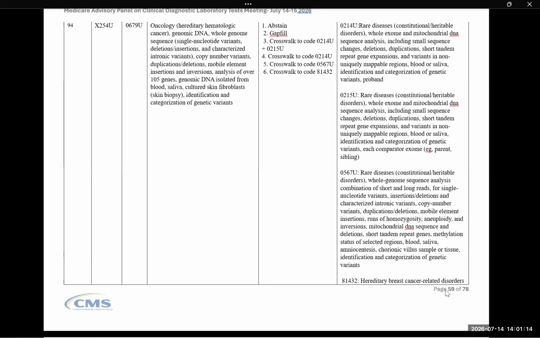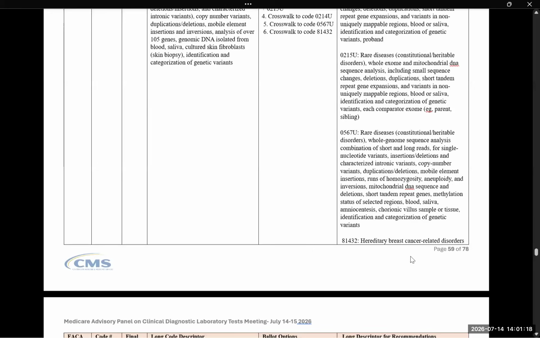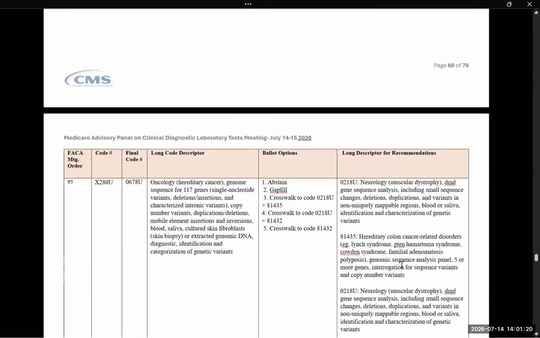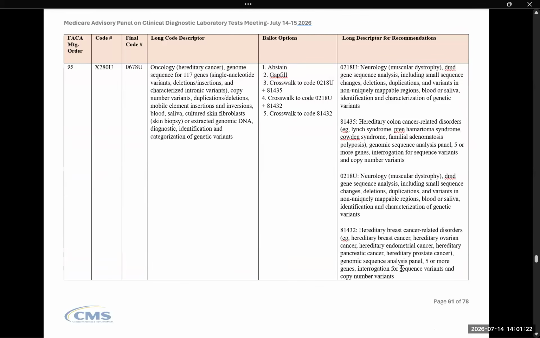Okay. We are at X28U, which is now 0678U. And I imagine this one is going to be very similar, right? So this is from the same submitter. Cheryl, I believe this might be a similar situation as the last one? Genome sequencing for a hereditary cancer panel?